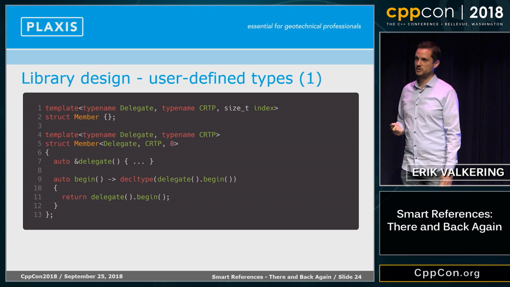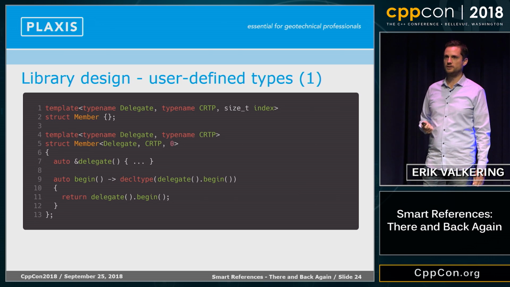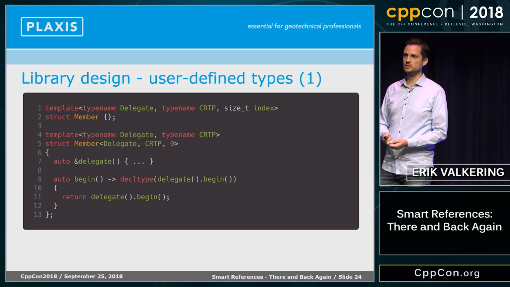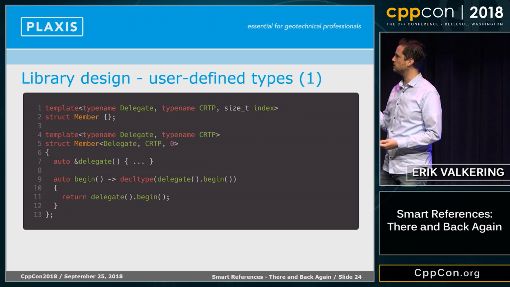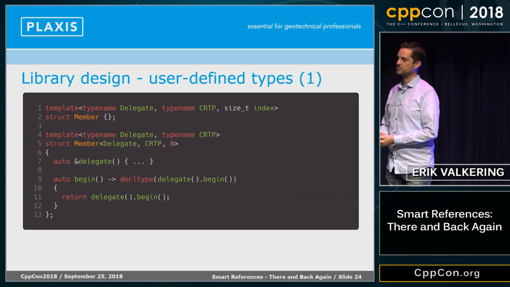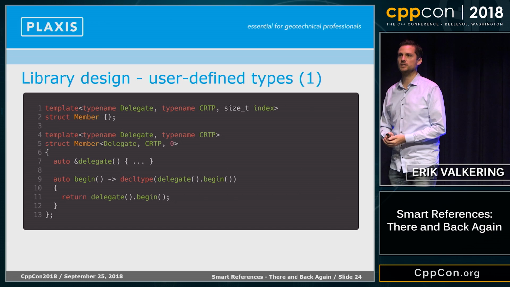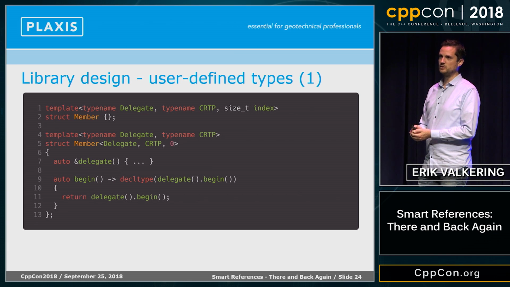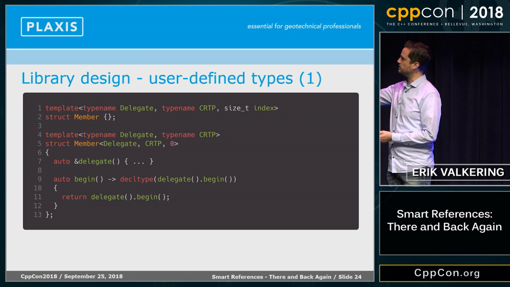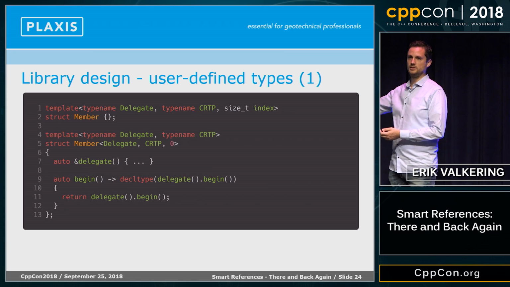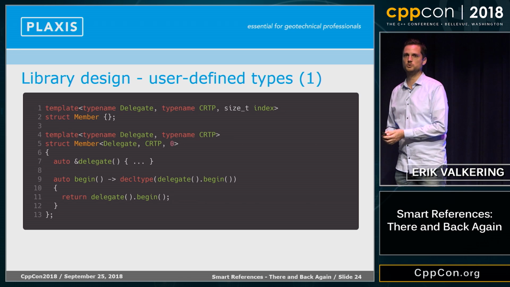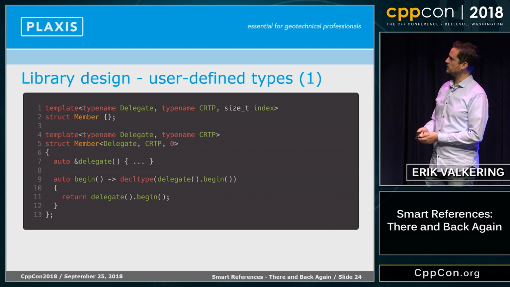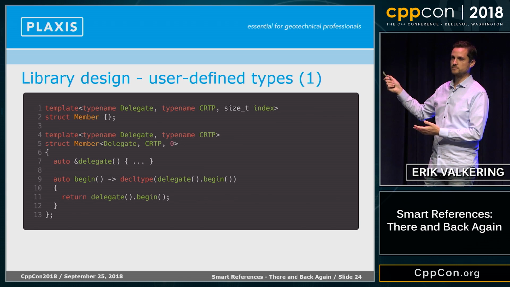If we want to support user-defined types, it won't work with this current setup because we want to make this mechanism extensible. So for that, we define this member class, which we specialize for every member function that we want to support. So for example, for begin, we specialize it and we give it an index. So let's say begin is the first function we want to support. Then we call that one 0. And apart from that, everything is the same as the previous slide.